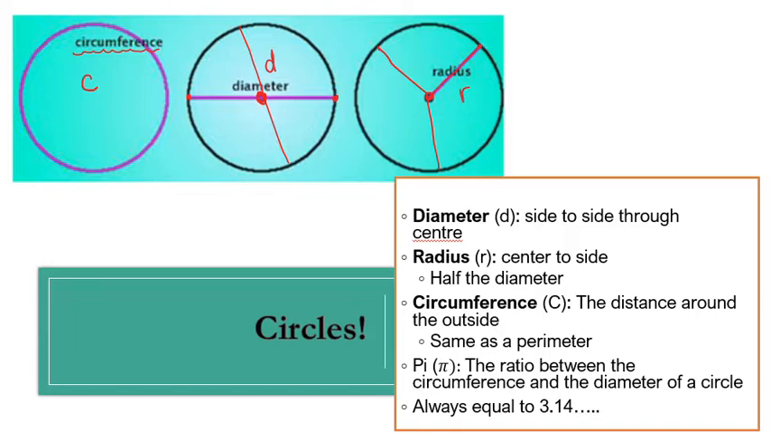Other things we should know: if you want to find a radius, you can always take your diameter and divide it by 2. Or if you want to find a diameter, you can always take your radius and multiply by 2. Of course, we have other formulas relating circumference and area, but we'll get into those.